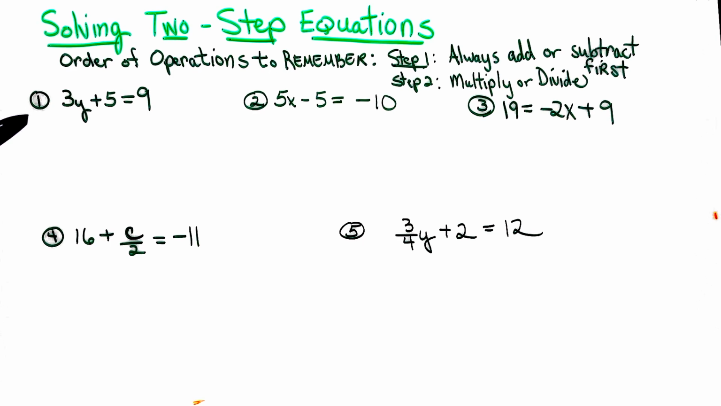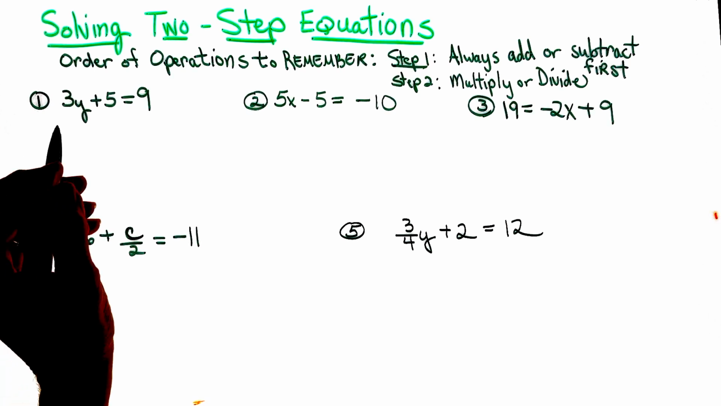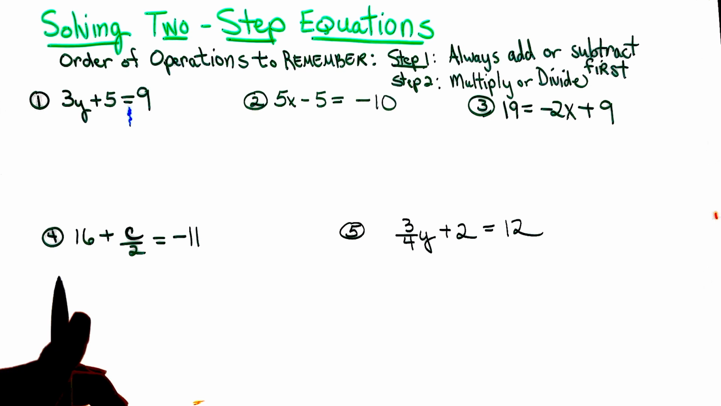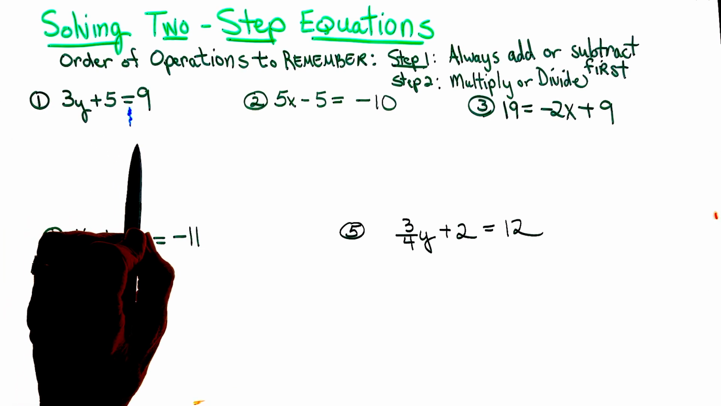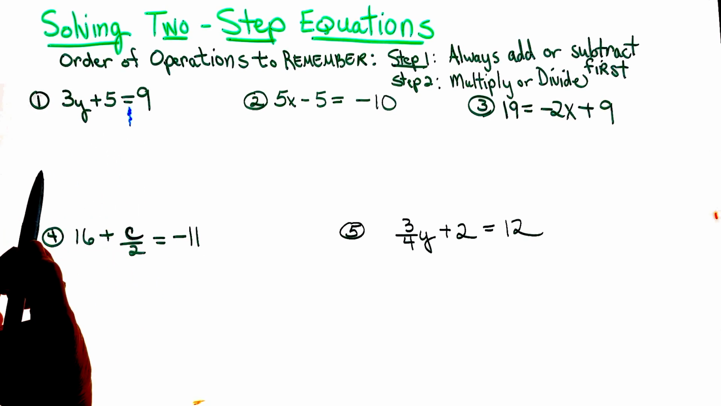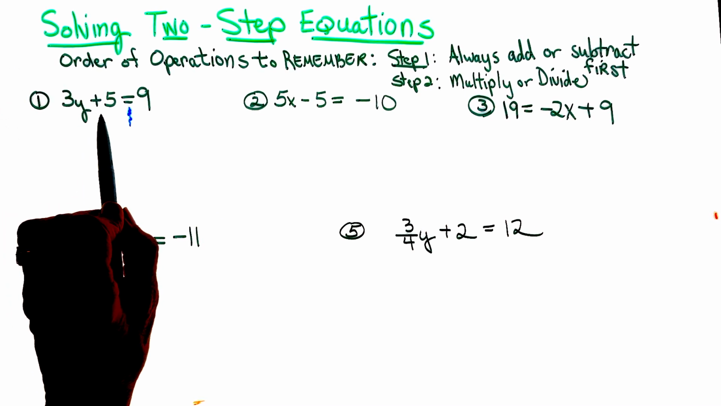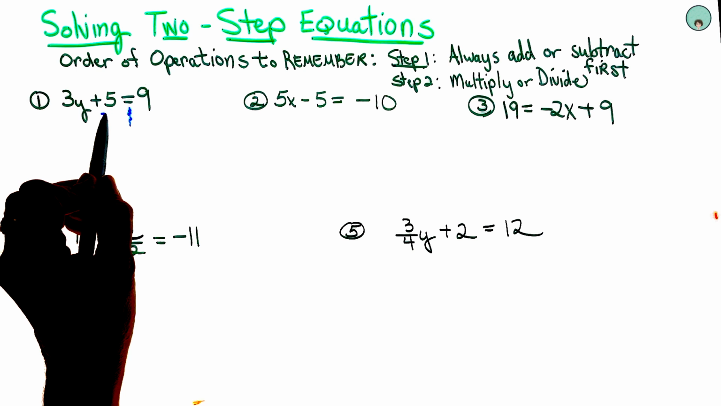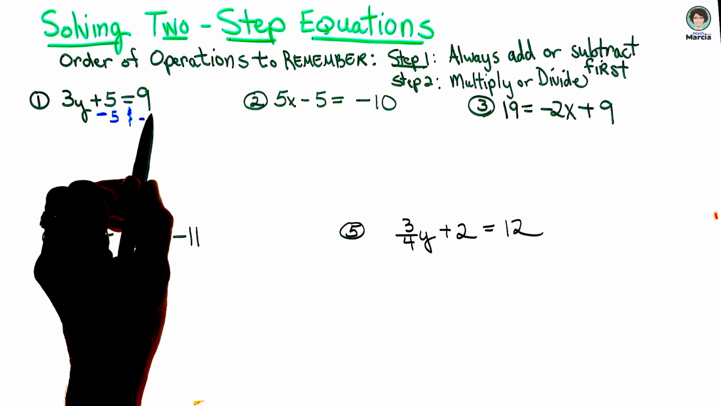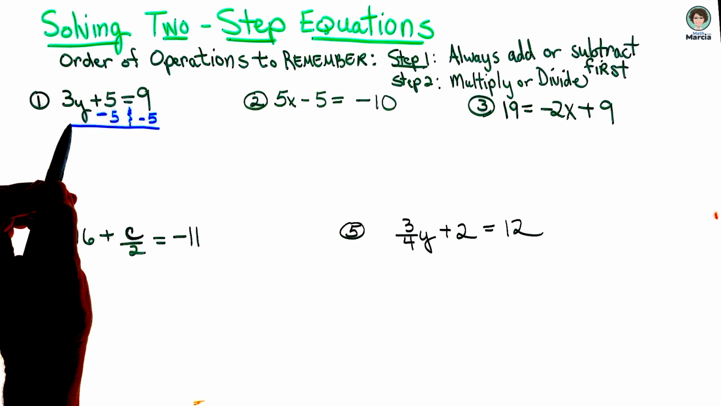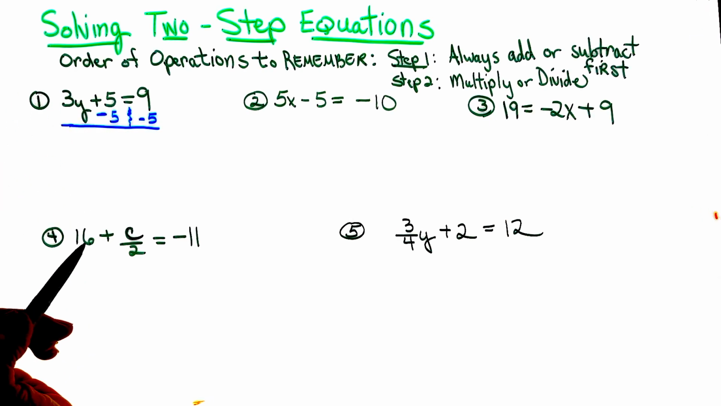For problem number 1, we have 3y plus 5 equals 9. So if you watch my other videos, I like to draw a little line here to remind me that whatever I do to one side of the equation, I have to do to the other. So I am always going to add or subtract first. Well, since this is a plus 5, I am going to subtract 5 from both sides. And notice I draw my nice little line there. It's kind of like my operation line.